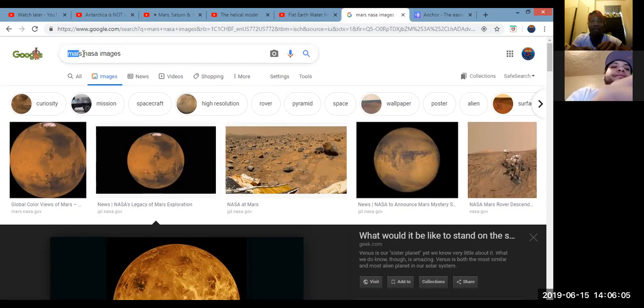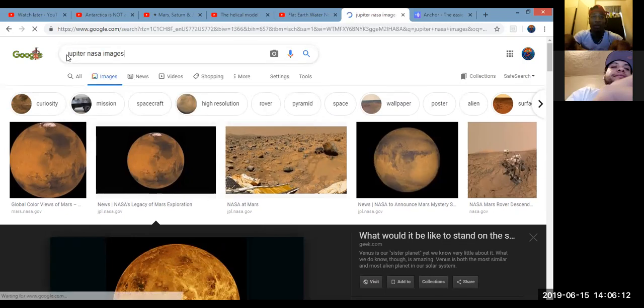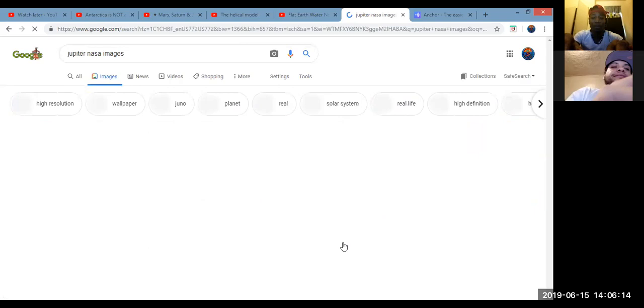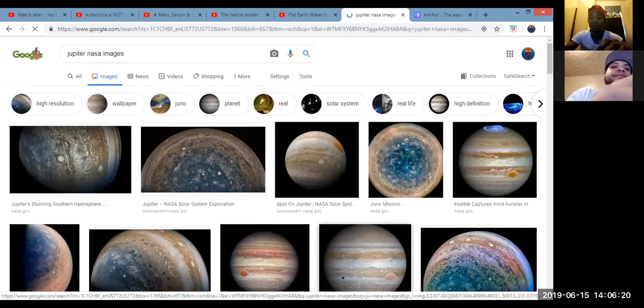Now we going somewhere with this, so let's look at Jupiter. Because we gotta show what they showing and what people are actually seeing. You gotta show what the telescopes are really showing. Yeah, we're about to see that.